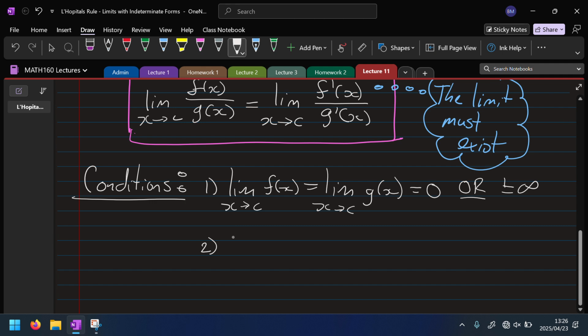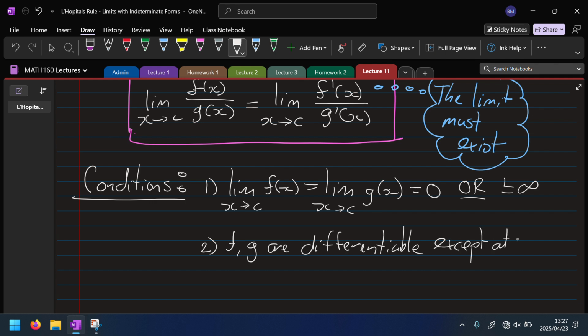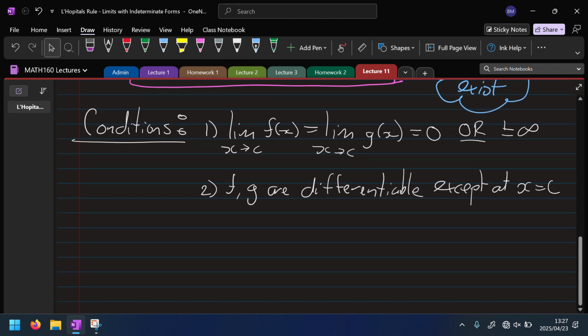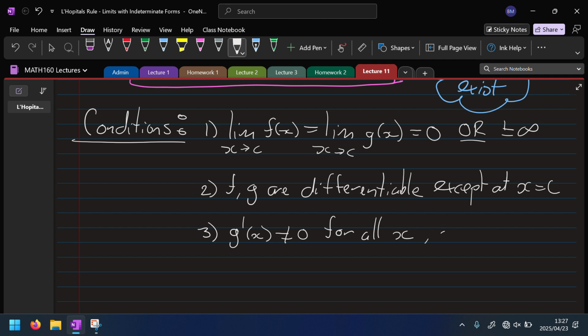Number 2, f and g are differentiable. Okay, again on that interval AB except at a possible point c. So differentiable except at x equals c. Maybe, right? Might not be, might be, but you do need to check that. Number 3, g prime of x is non-zero for all x, and again, possibly not c.